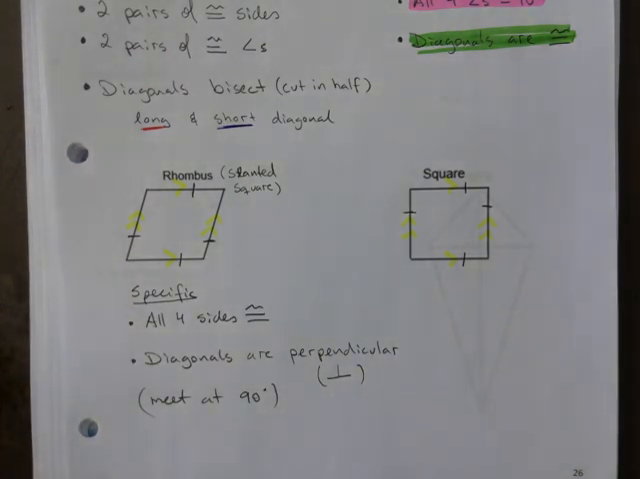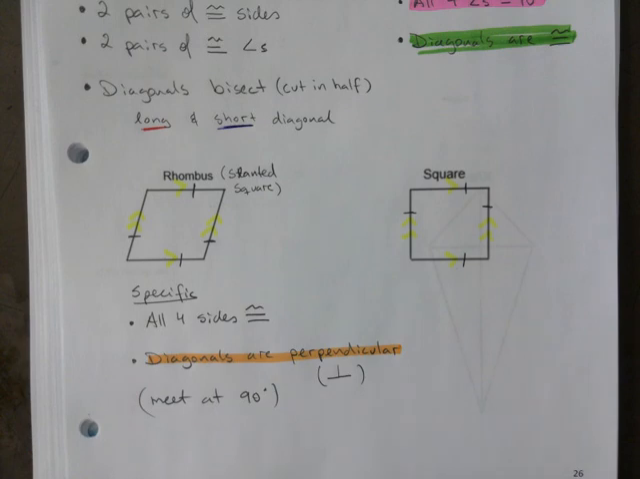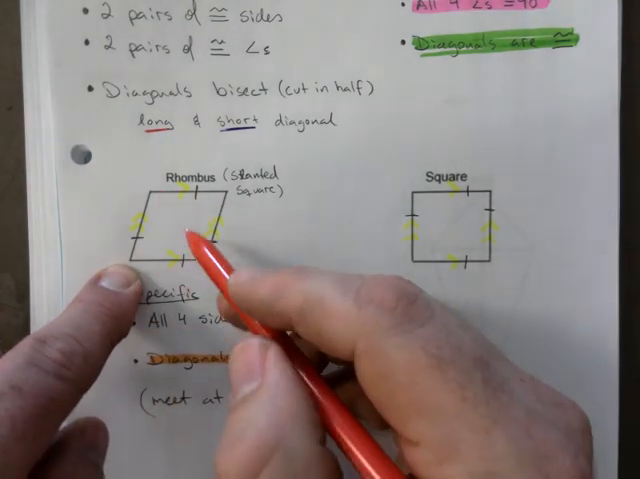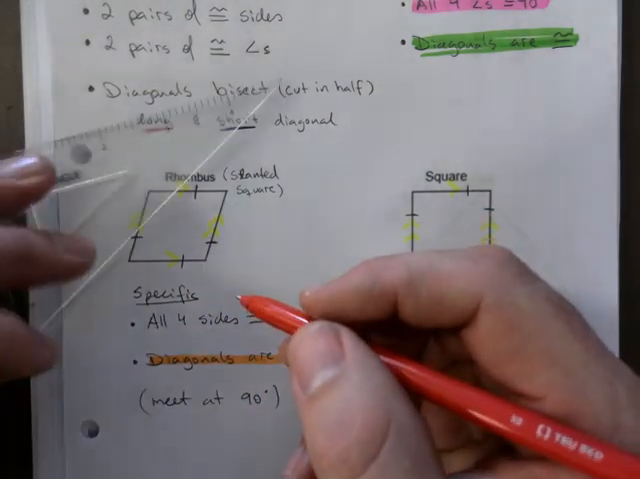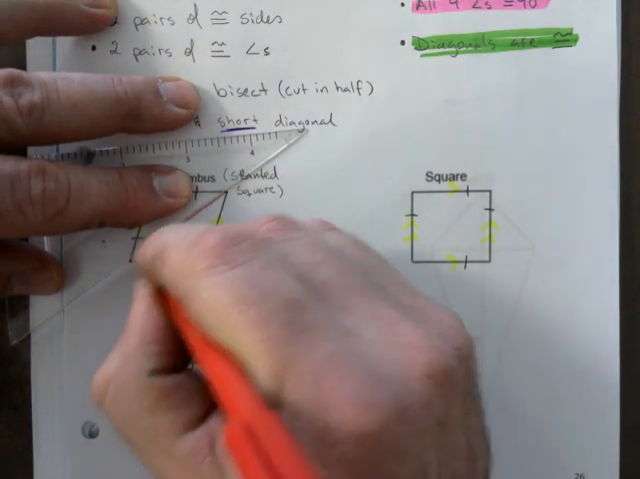And what color am I using? Orange. So I'm saying diagonals are perpendicular. Is there a long and a short diagonal? It's slightly slanted, so they're not going to be the same. So I'm going to use the same here. I'm going to use red, my red pen for the long diagonal.